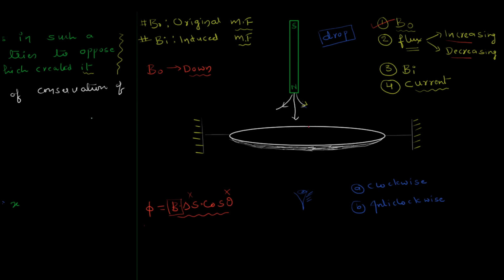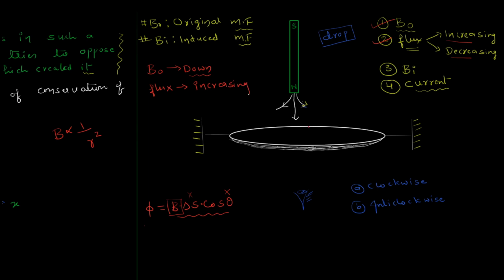In this case, the bar magnet is approaching the ring. That means the distance is decreasing. And you know that magnetic field is inversely proportional to the square of distance, right? So as the distance decreases, the magnetic field increases. So I think the second step, in order to identify the direction of induced current, is also done in this case. And clearly in this case flux is increasing. All right, flux is increasing.